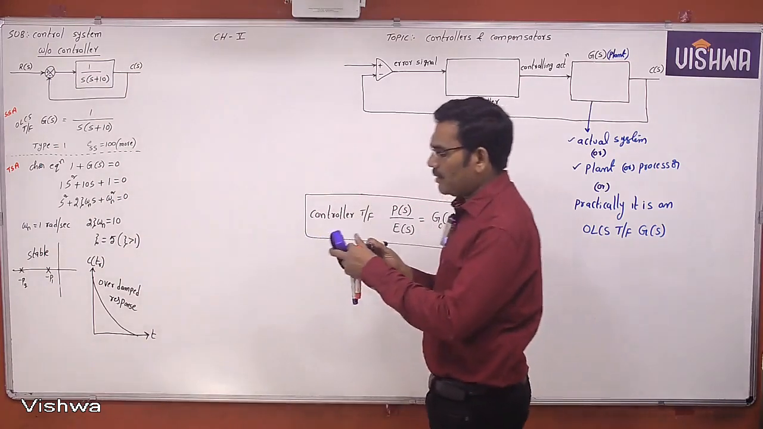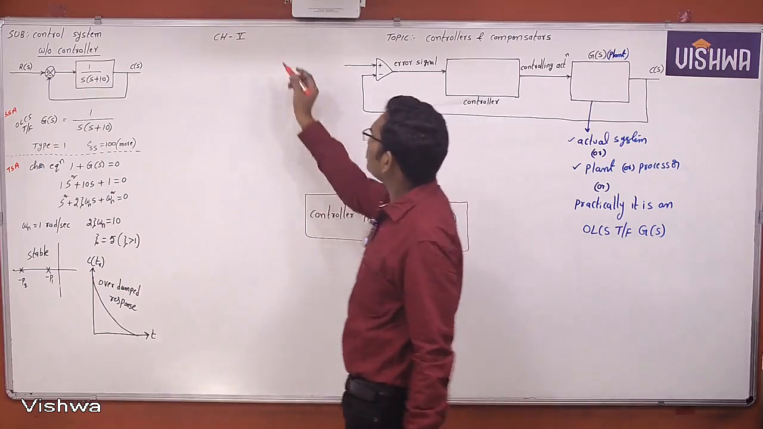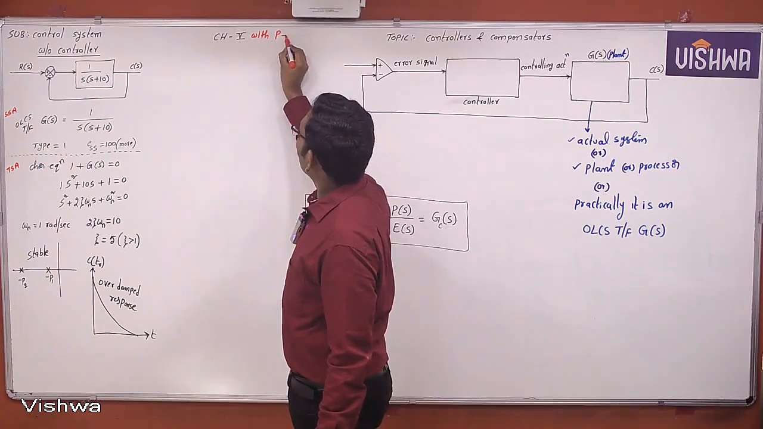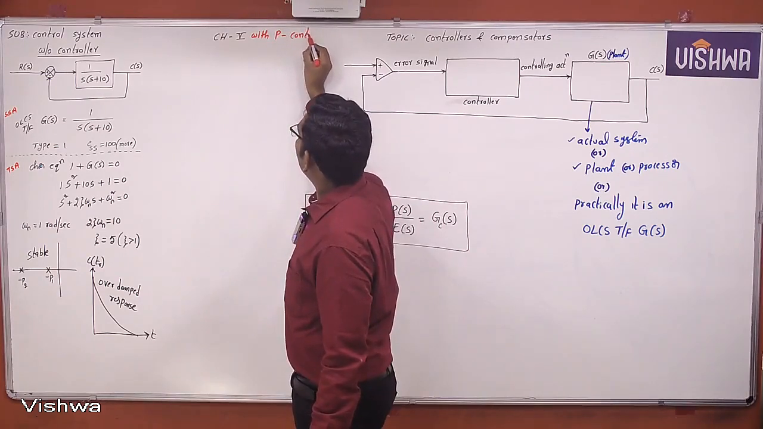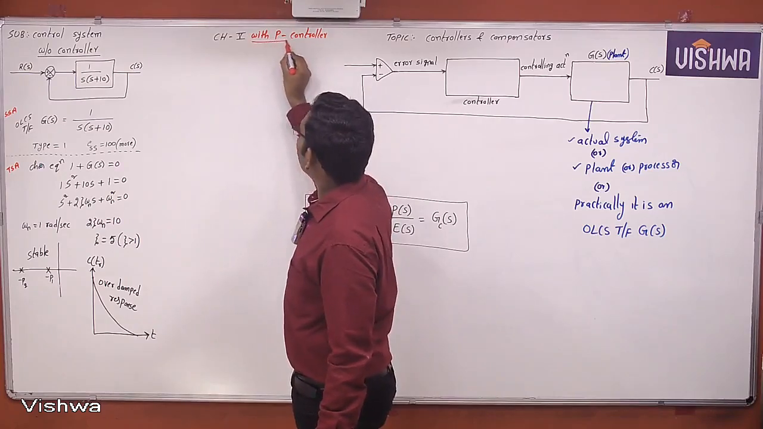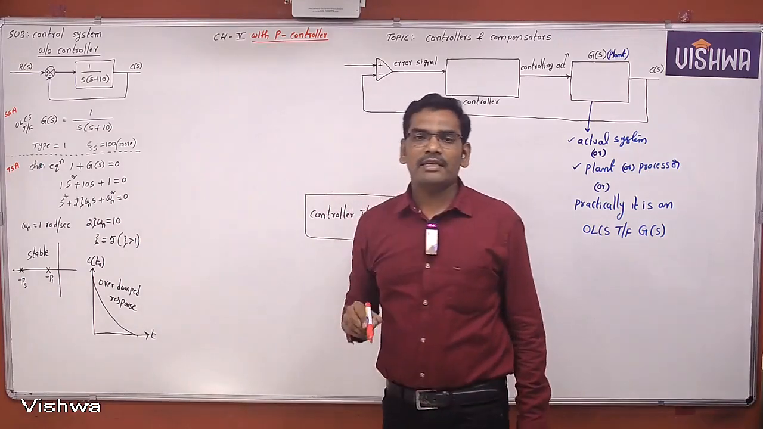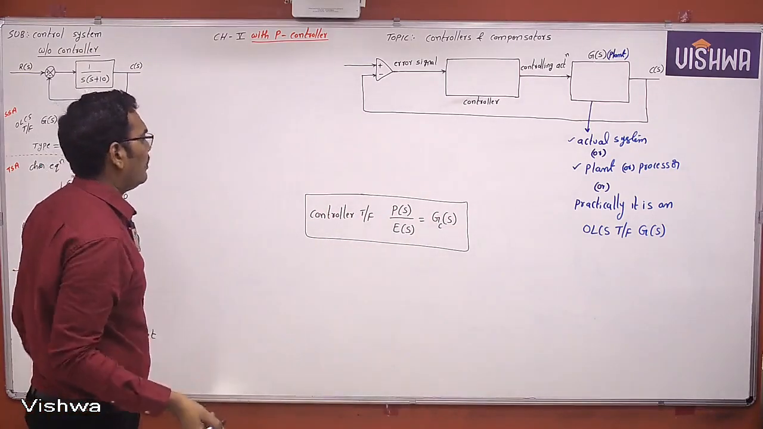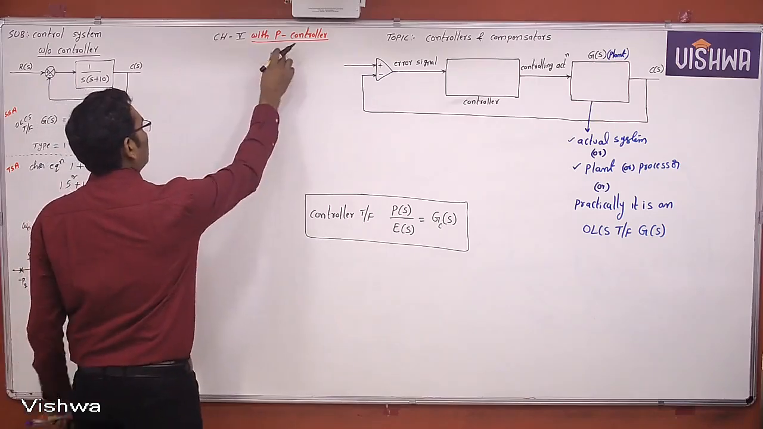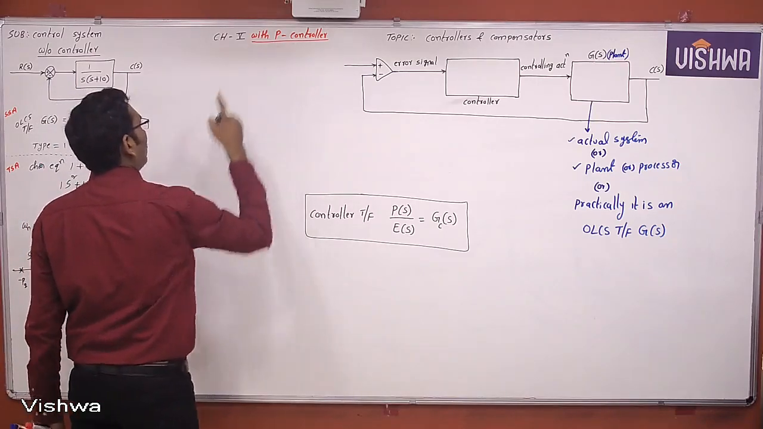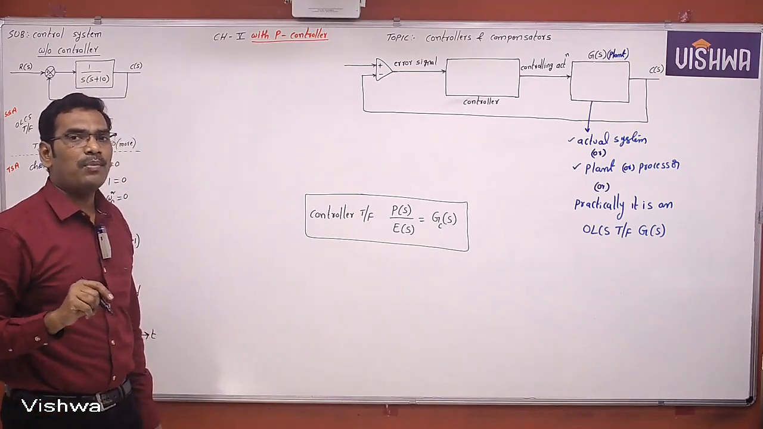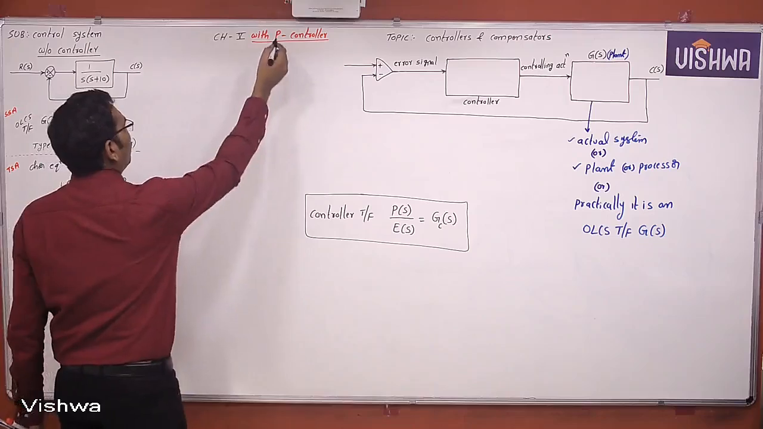Now students, I am talking about with P controller. What is the controller I am taking? With P controller, what happened? First of all, we want to see what a P controller is. Now this is a P controller. The P controller is nothing but a proportional controller. Now, what is a proportional controller?